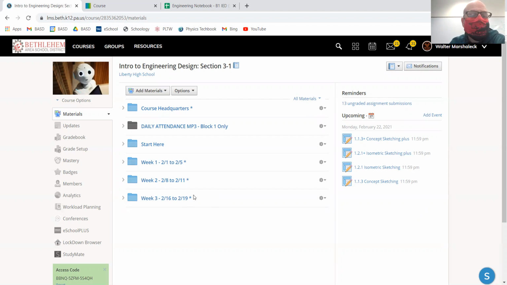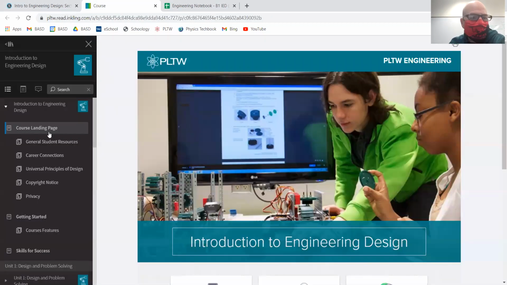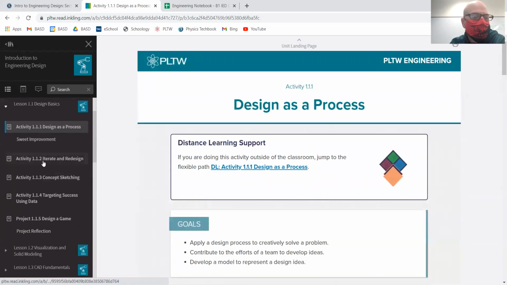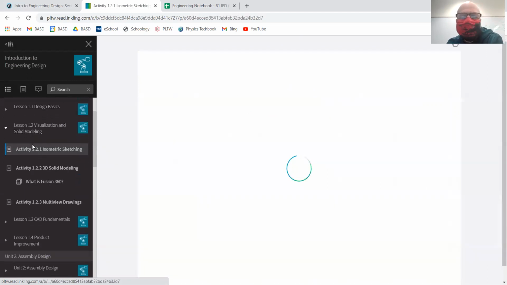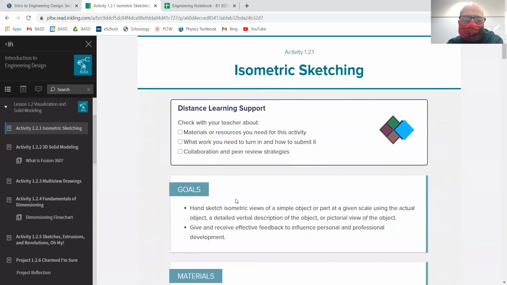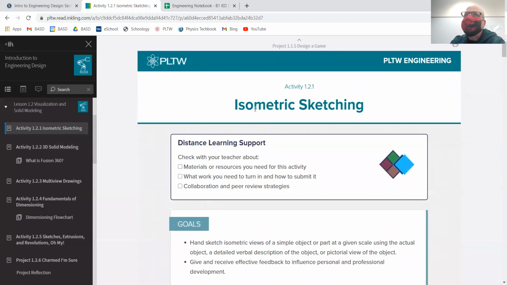But I want to show today's assignment, which is 1.2.1, isometric sketching. You would look through this Project Lead the Way course page assignment, and there are goals here for you to read and to look at about isometric views. Isometric, by the way, is a three-dimensional sort of sketching that requires isometric paper, which is a three-dimensional graph paper, and I'll show what that means in just a moment.